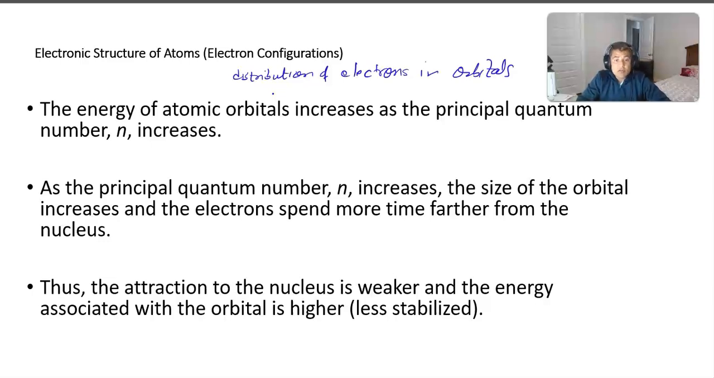The energy of the atomic orbital increases as the principal quantum number increases. For example, n equals 1, which we already discussed, has less energy than n equals 2. So if the principal quantum number increases, energy also increases. And the size of the orbital increases, bigger and bigger. Thus the attraction to the nucleus is weaker and the energy associated with the orbital is higher, less stabilized. Why is the energy of the higher orbital more? Because higher orbitals are bigger and they are farther from the nucleus. That's why they have higher energy, meaning they are less stable.